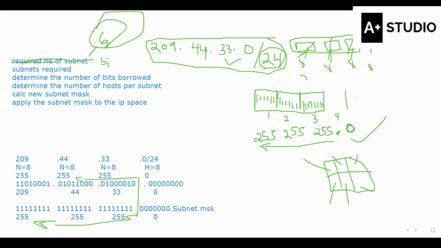All right, so it is asking us to find the required subnet. Let's find the required subnet. The formula for subnet is this: 2 to the power N equal to the subnet.